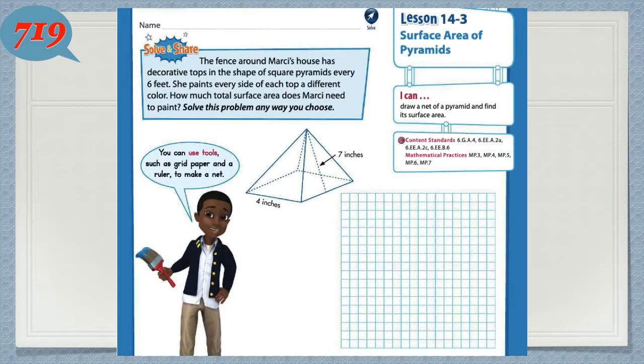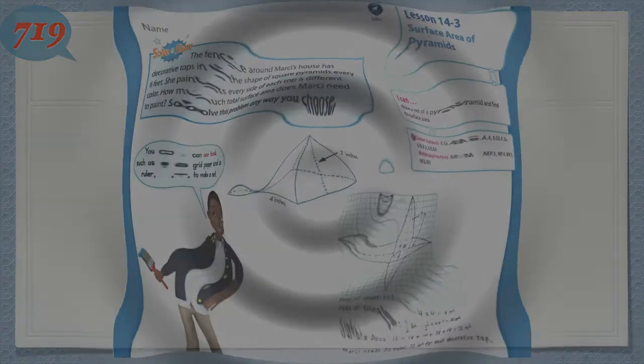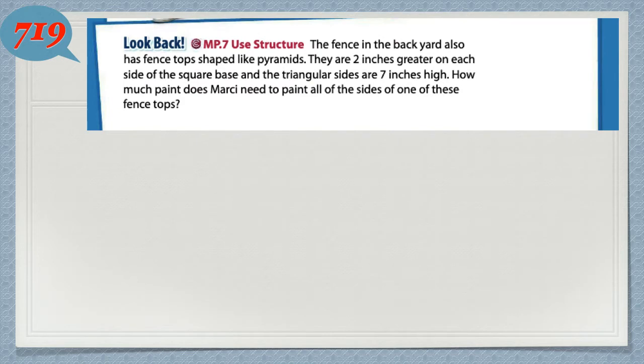So let's answer textbook page 719. The same problem that we showed on the video a while ago, and the answer was this square pyramid is having a surface area of 72 square inches. Okay, on the same page, let's answer the look back part.